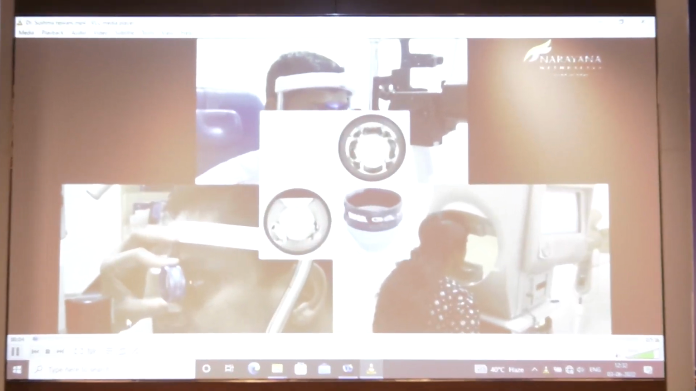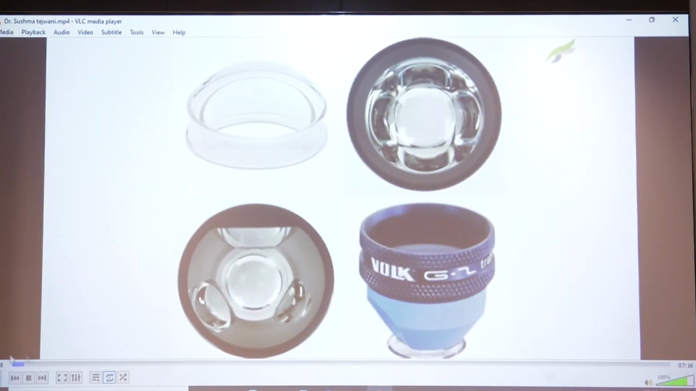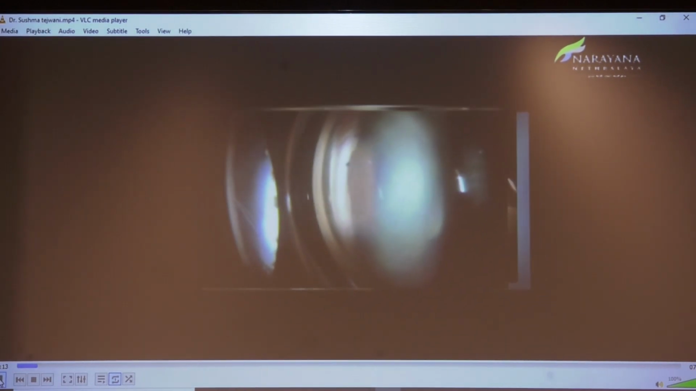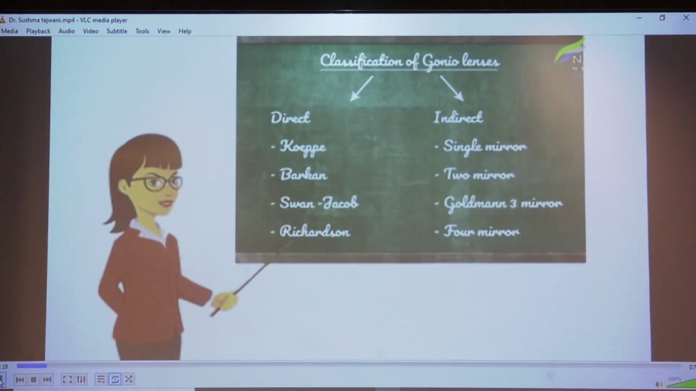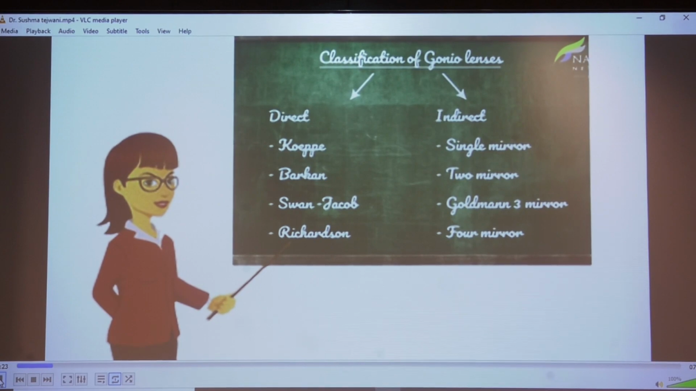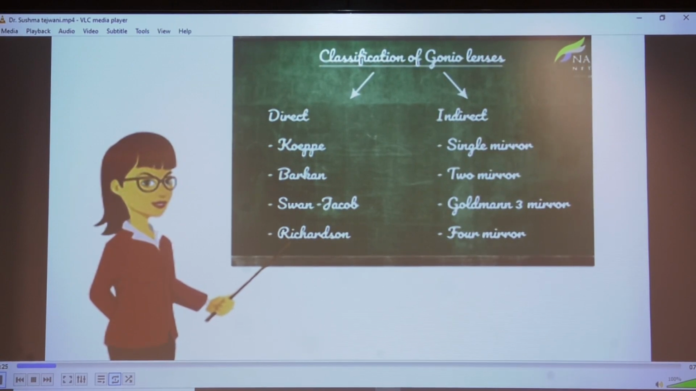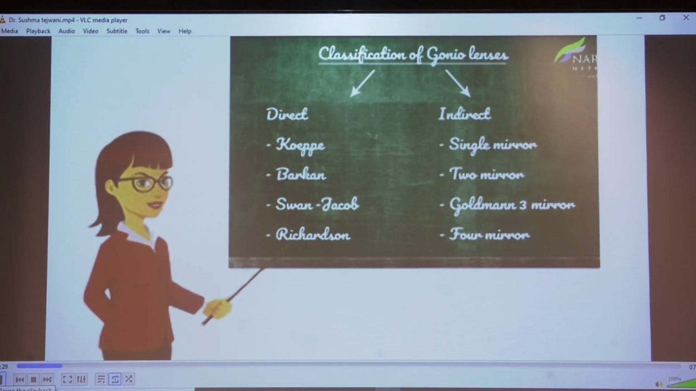Glaucoma diagnosis and management is incomplete without gonioscopy. This simple test gives a tremendous amount of information, and even a simple primary open angle glaucoma cannot be diagnosed without looking at the angle. There are different types of gonio lenses like Koppe's lens, Barkan's lens, Swan-Jacob or Richardson for direct gonioscopy, and a single 2-mirror, 3-mirror or 4-mirror for indirect gonioscopy.